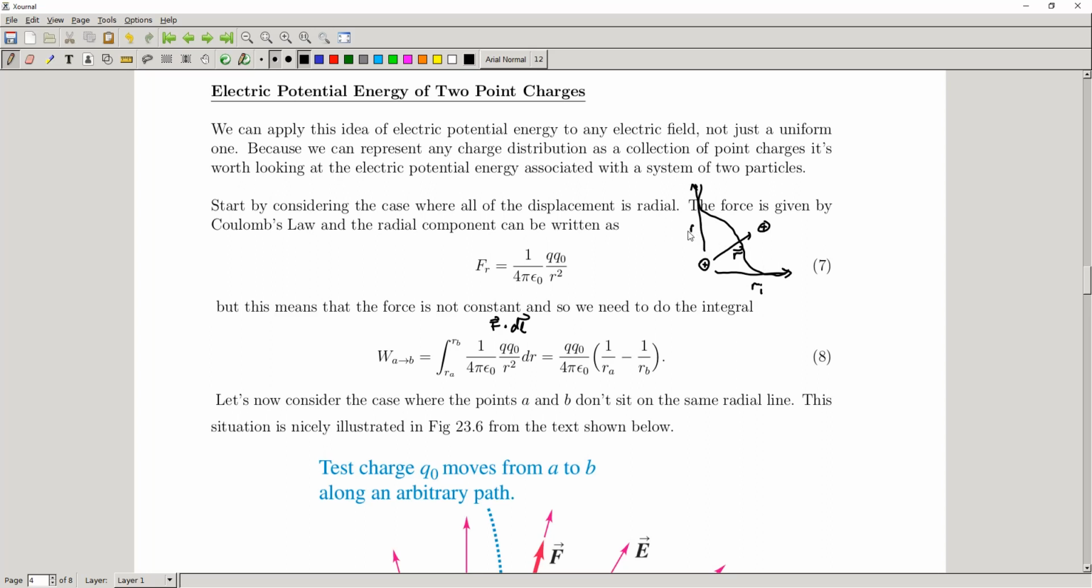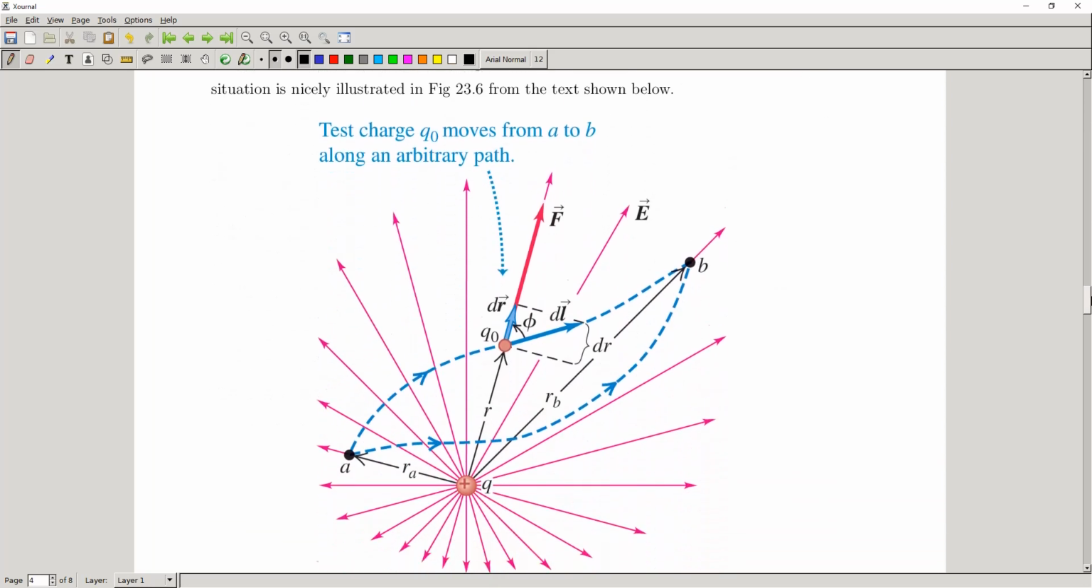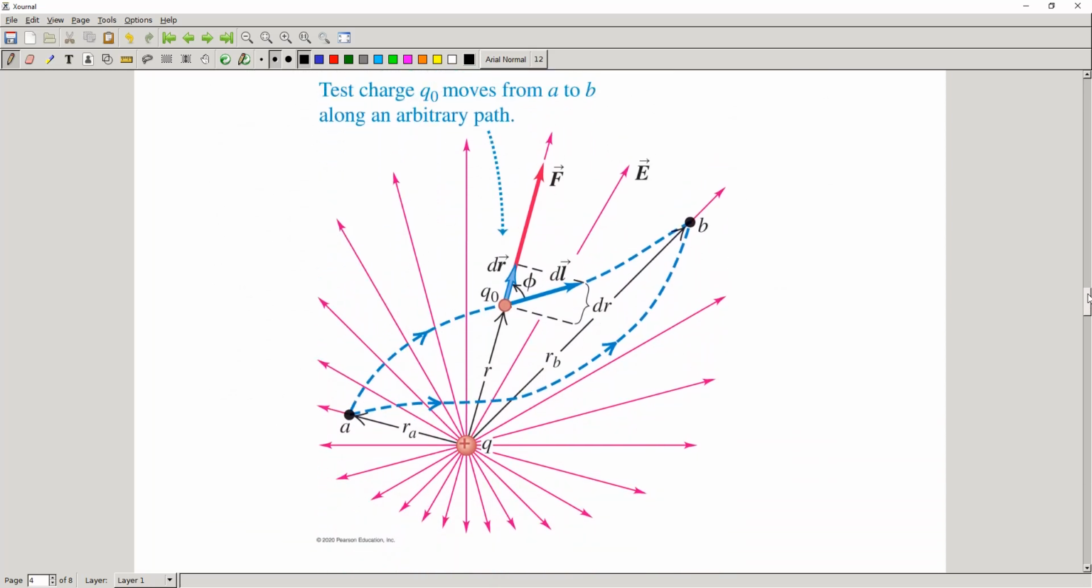And I really wish I had left myself more space to draw here, but basically what I'm drawing here is what we're going to see directly below. This is this nice diagram from the text. And let's take a moment to focus on this. What's happening here?